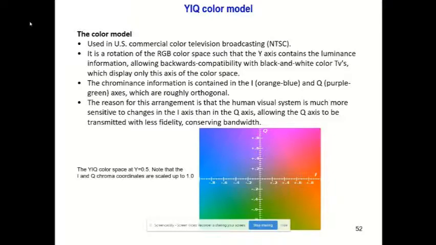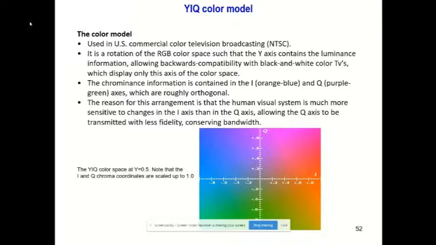The YIQ color model. I believe this color model was first introduced in the United States for commercial color television broadcasting in NTSC. The idea here is simple. This color model is just a rotation of the RGB color space, such that the I axis represents the combination of orange and blue, and the Q represents the combination of purple and green. The reason for this arrangement is that the human visual system is much more sensitive to changes in the I axis than the Q axis.